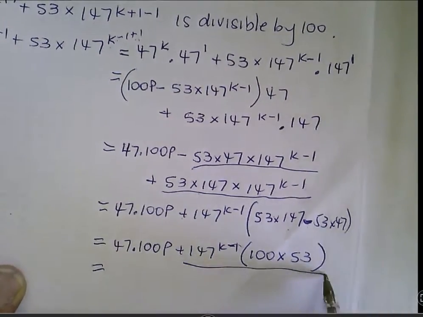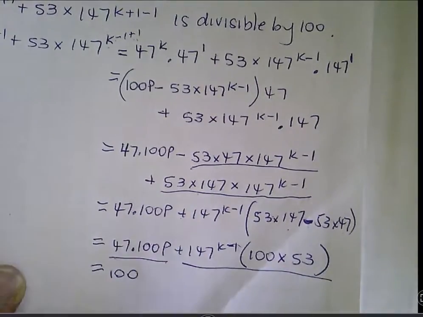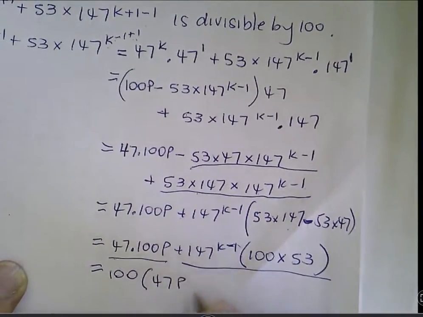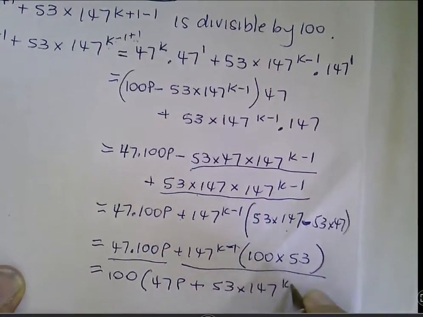So I've got two terms still. There's my first term, there's my second. 100 is a common factor. 47p plus 53 times 147 to the k minus 1.